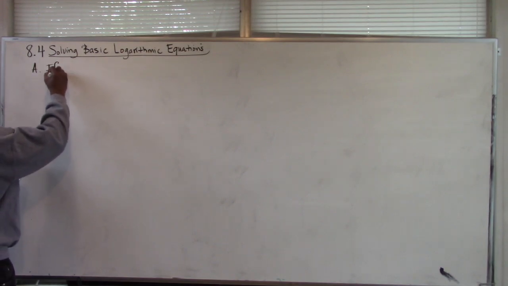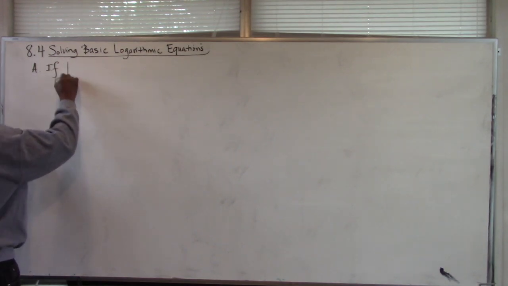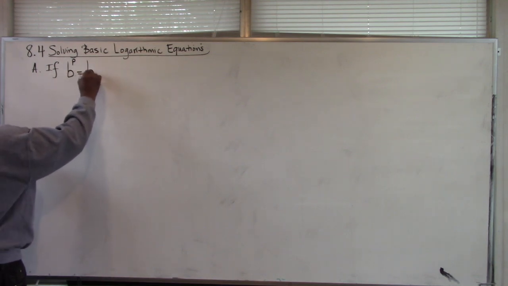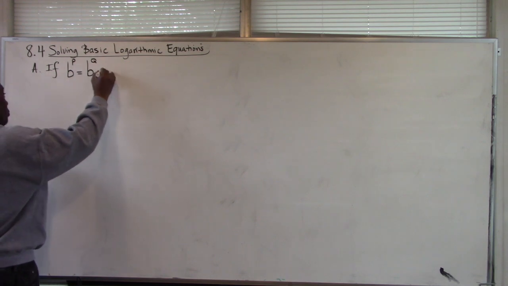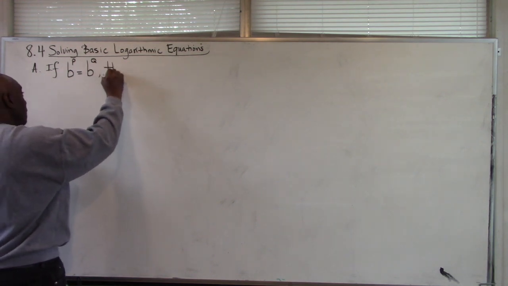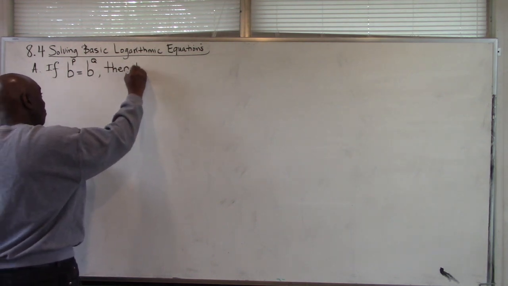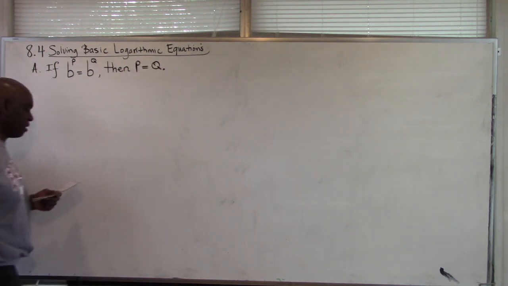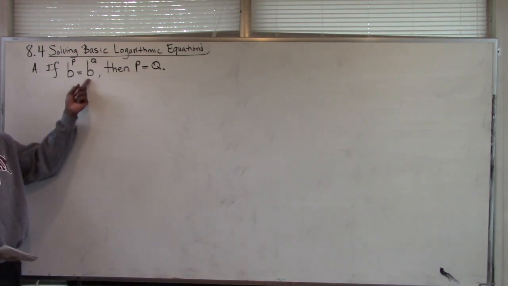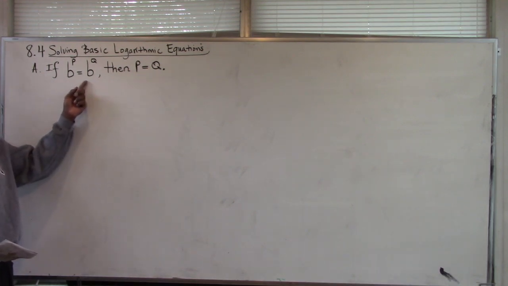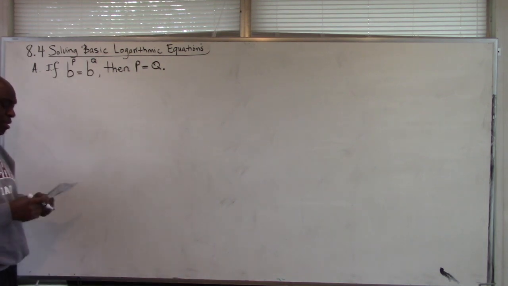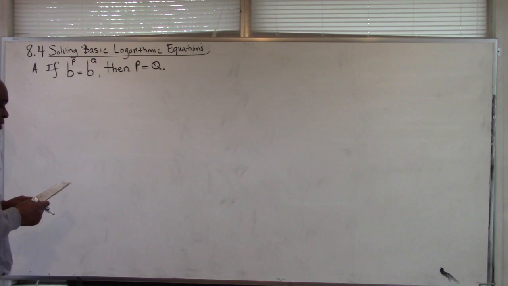If b to the power of p equals b to the power of q, then p has to equal q. That makes sense. If the bases are the same, then the exponential values must also be the same if these two are going to equal each other. All right. What else?